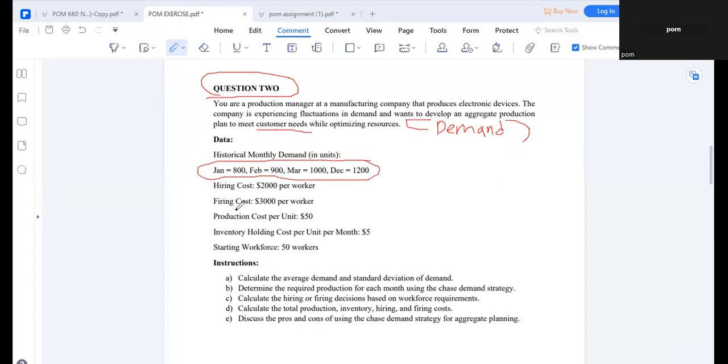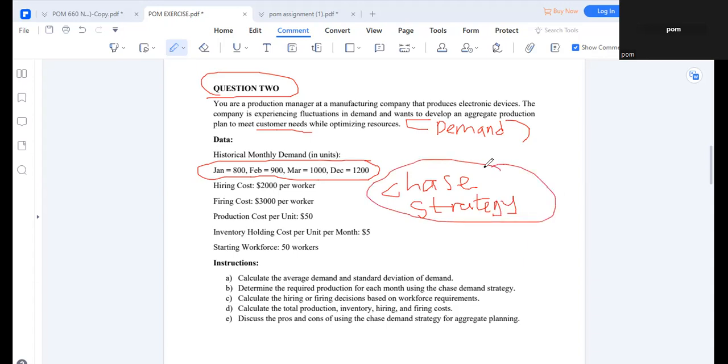So hiring cost and firing cost, you know that this is a chase strategy. Like I mentioned, with chase, when you are losing workers, you don't want to maintain the workforce. So that's the term chase: keep on hiring and firing. When it's peak time and you need some workers, you can hire as many as possible.